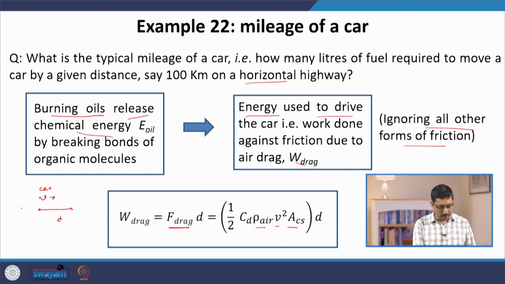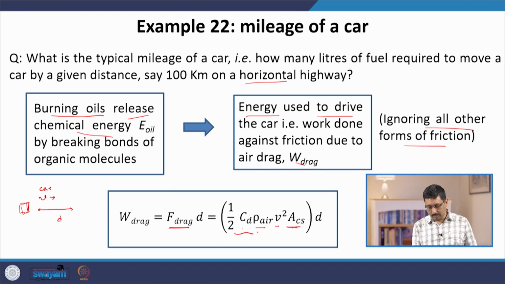So, if the car is moving this way, let us say this box is the car, then the cross section that is facing the wind, let us call that ACS, CS stands for cross section, and the coefficient of proportionality was denoted as the drag coefficient. So, instead of CD, we are going to write this as half CD by convention.